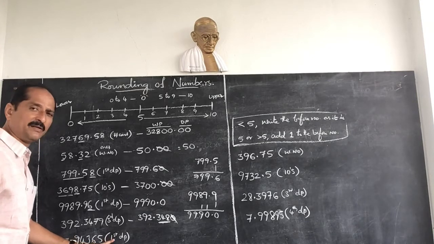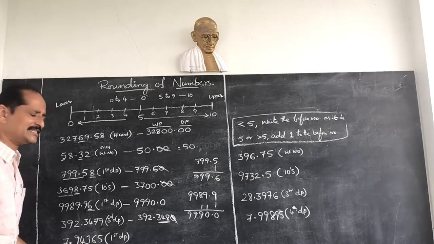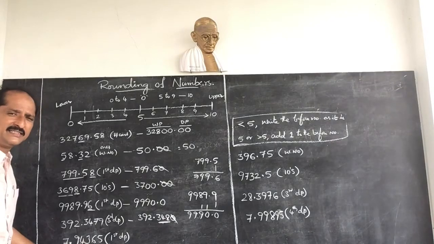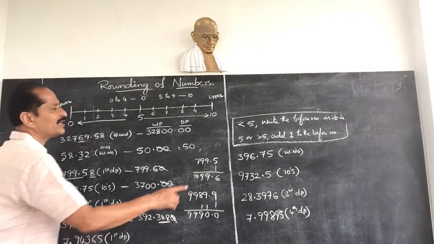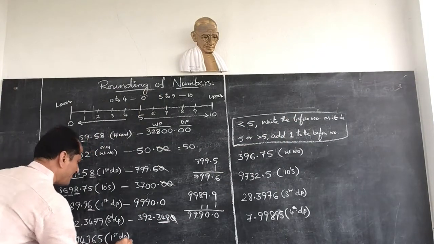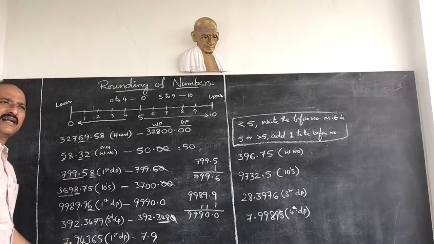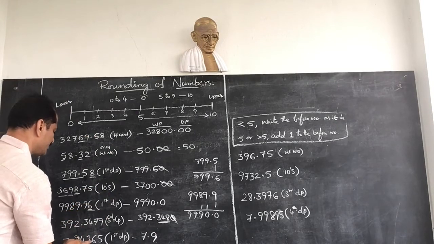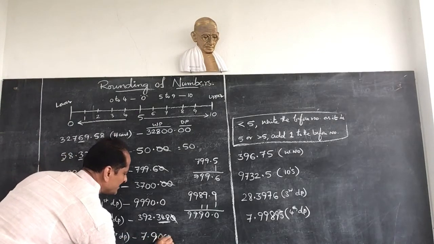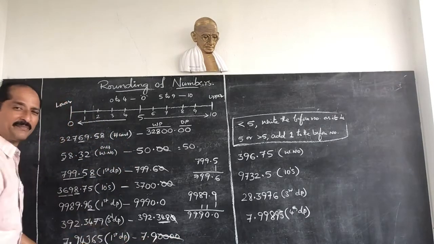But to round only to the first decimal place, we should see next lower than first decimal place. Next lower than first decimal place is second decimal place. Digit in second decimal place is 4. 4 is less than 5. So write the before number as it is. Before number 7.9 as it is, write 7.9. And write afterwards all zeros. 1 2 3 4 zeros. For these 4 zeros there is no value. So this is rounding up to the first decimal place.